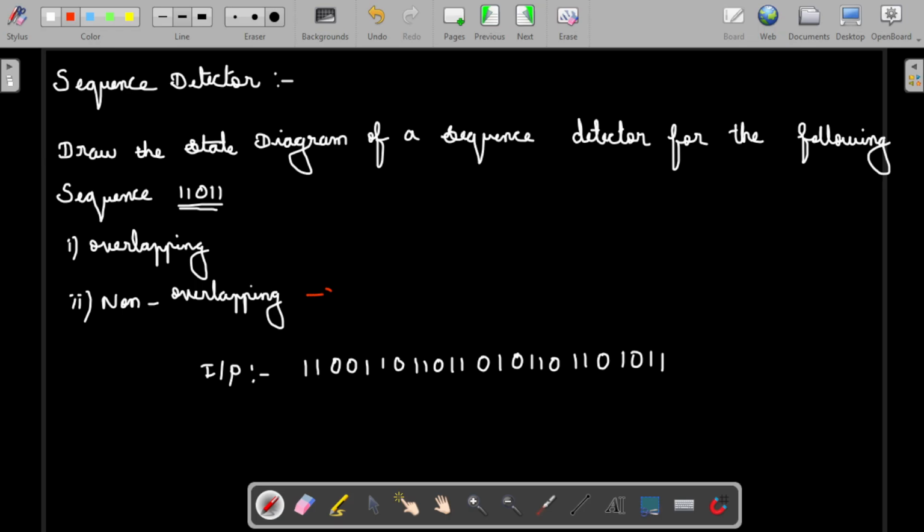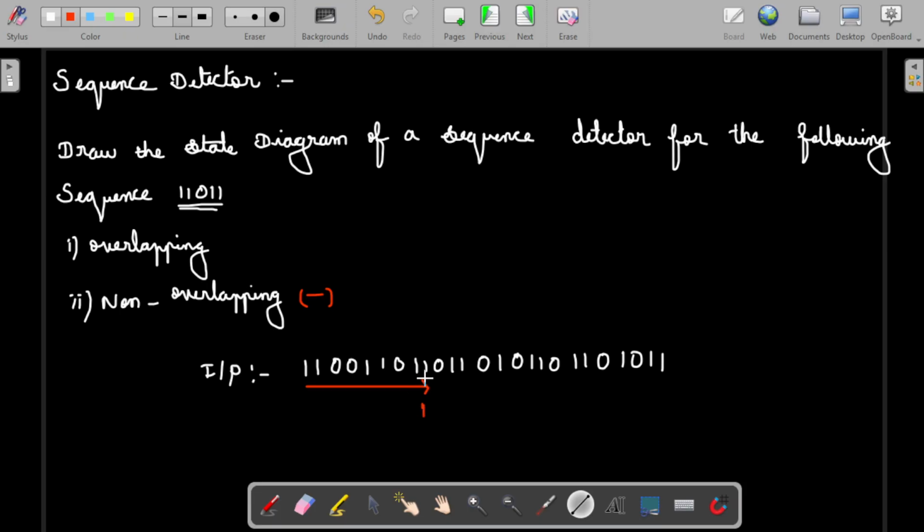For the non-overlapping system I am using red color here. When 11011 is identified, the output will be 1. Here 11011 is not identified, so we have to trace from the starting bit, where 1101 is identified. Here, in that particular bit, 1101 is identified. So at this point the output will be 1.